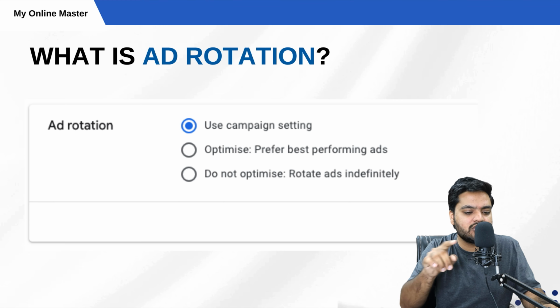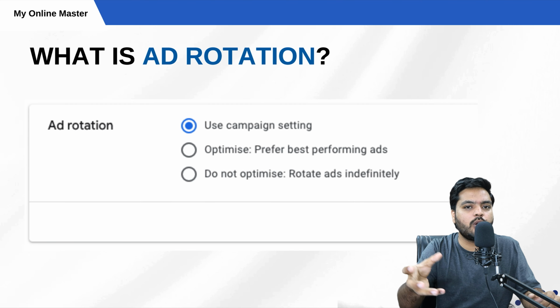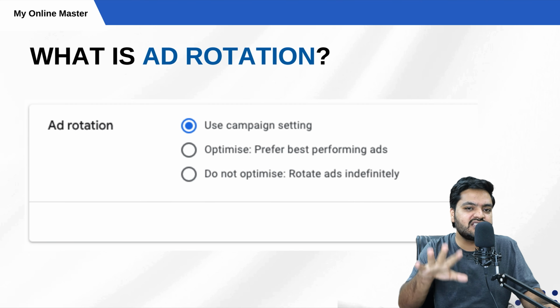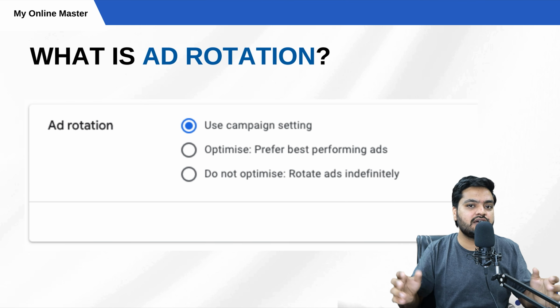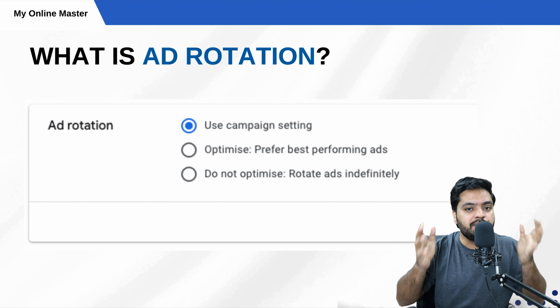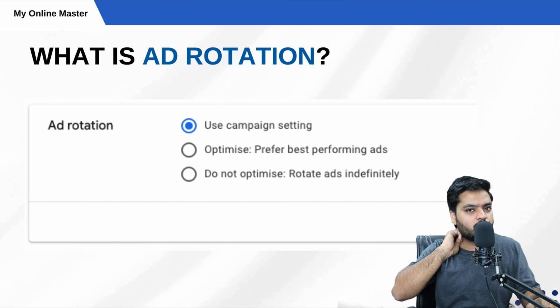The only disadvantage of this second option, do not optimize, is that you will end up spending money on those ad copies which are not getting results. But this is useful also, only in the scenario when you are confident enough and experienced enough to test your ad copies manually. You don't want to optimize based on Google's algorithm; you want to test ad copies manually based on your control. But if you are a beginner and you don't want your money to be wasted, go with the option optimize, and this is the default option that you will always see inside your Google Ads dashboard.